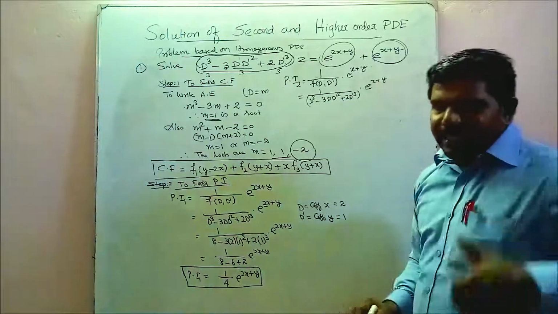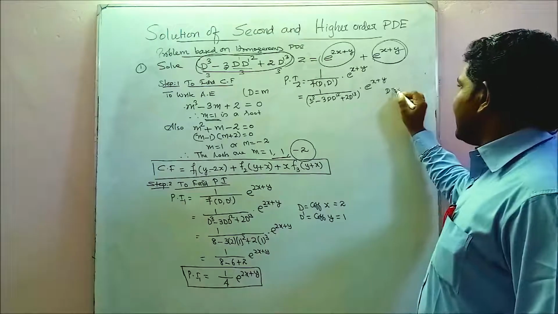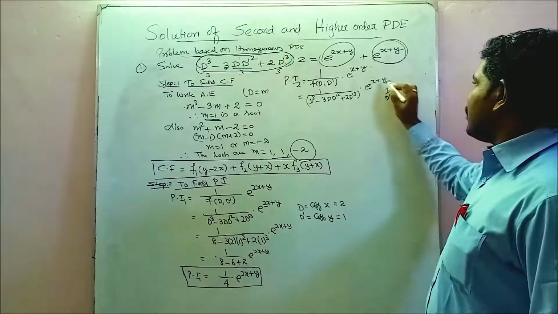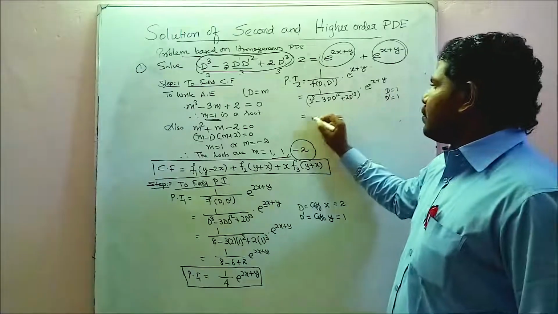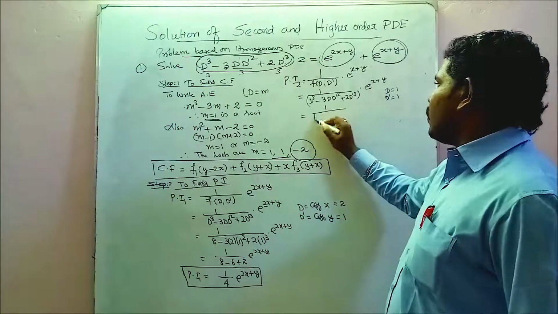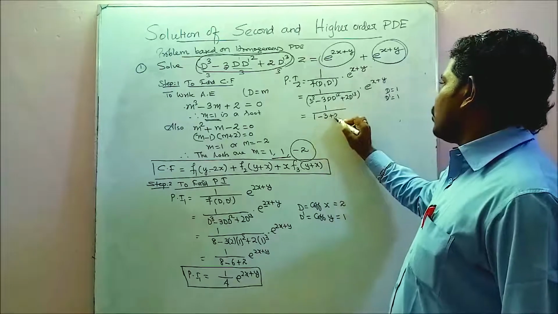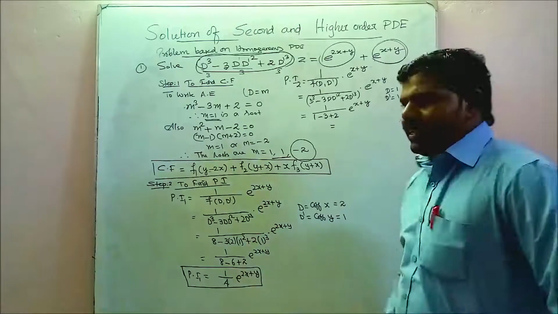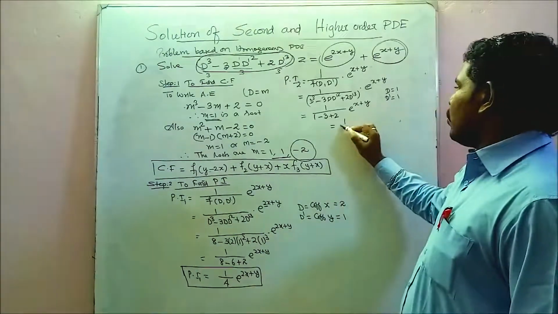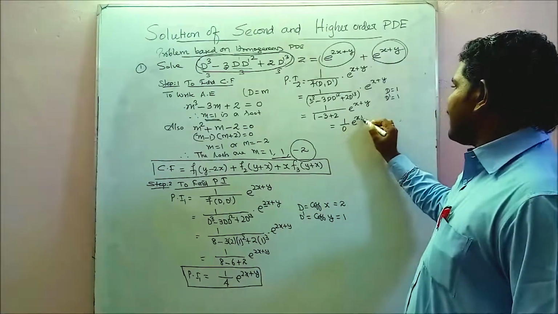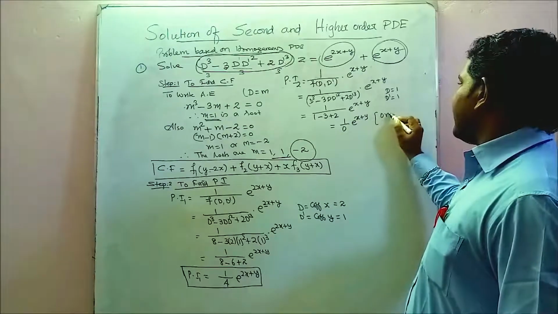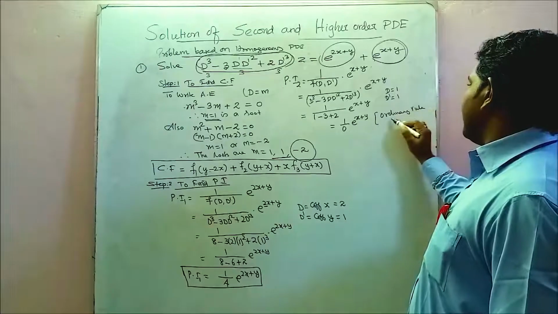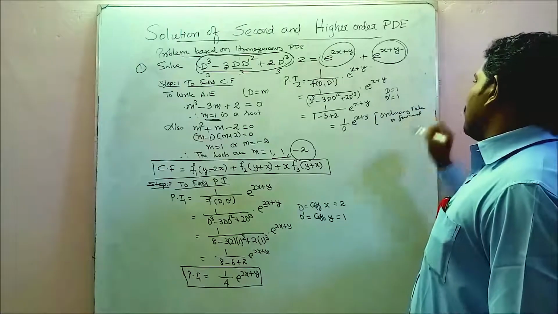In the first type, first model, where d is present we put the coefficient of x, which is 1, and where d dash is present we put the coefficient of y, which is 1. Substitute here: 1 minus 3 plus 2, into e power x plus y. What happens in the denominator? We get 1 by 0 into e power x plus y. So the ordinary rule is failed.